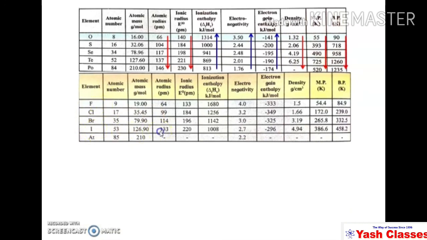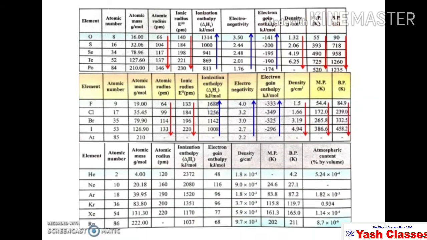For group number 17 elements, the same trend is there. Atomic radius increases from top to bottom. Ionic radius also increases from top to bottom. Ionization enthalpy decreases. Electronegativity decreases from top to bottom. Electron gain enthalpy decreases. Density increases. Melting point and boiling point also increase.